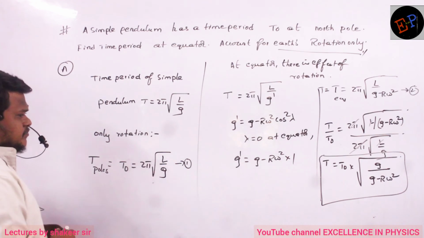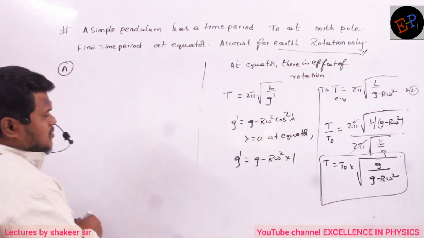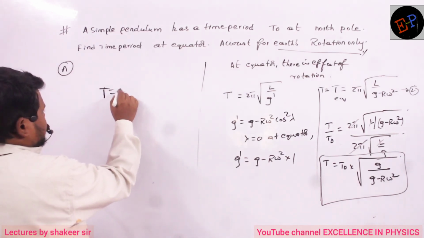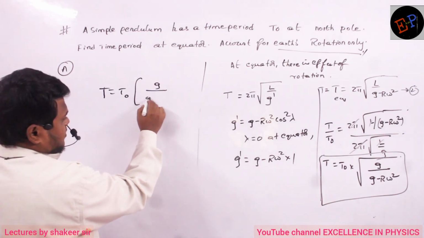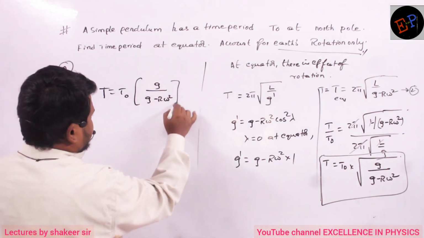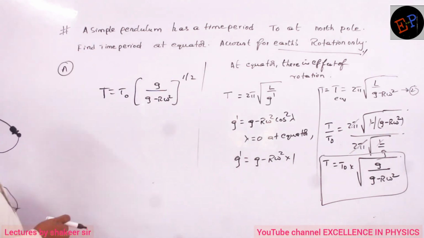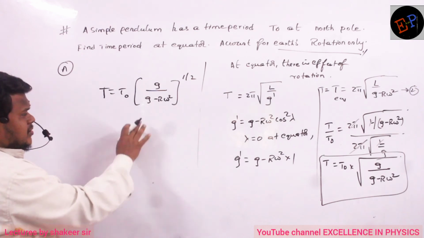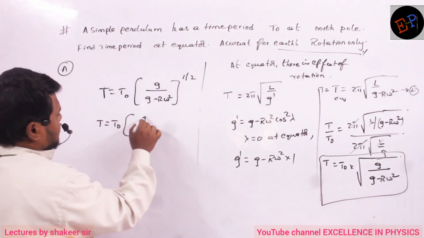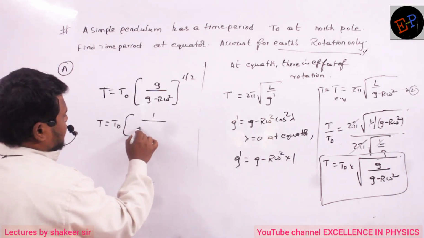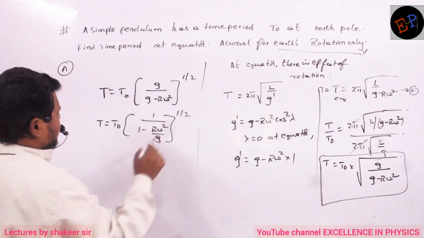So let us see further how we can simplify this one. So therefore T is equal to T₀ multiplied by (g divided by (g − Rω²)) power 1 by 2. I can write the root as power 1 by 2. Now there is a g in numerator and denominator, so divide everything by g. So T is equal to T₀ into (1 divided by (1 − Rω²/g)) power 1 by 2. I can write like this.